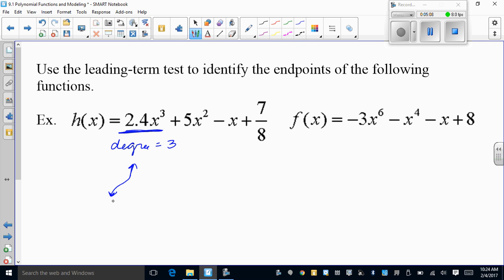And this one, leading term, degree is 6. So that means both sides are up or both sides are down. And remember from last unit, a negative in front is going to flip it over the x-axis, and so it's going to make all of these y values negative. So both ends are going down. Don't have to do anything more than that on this one.